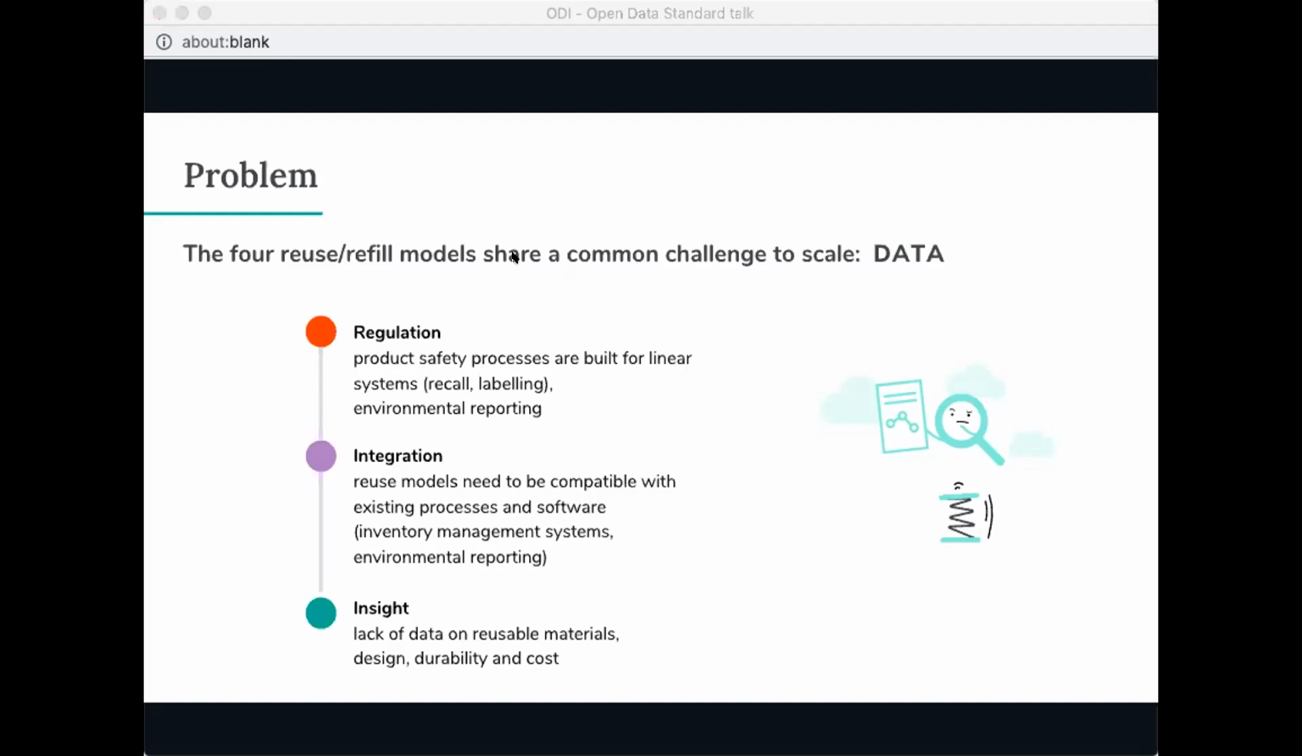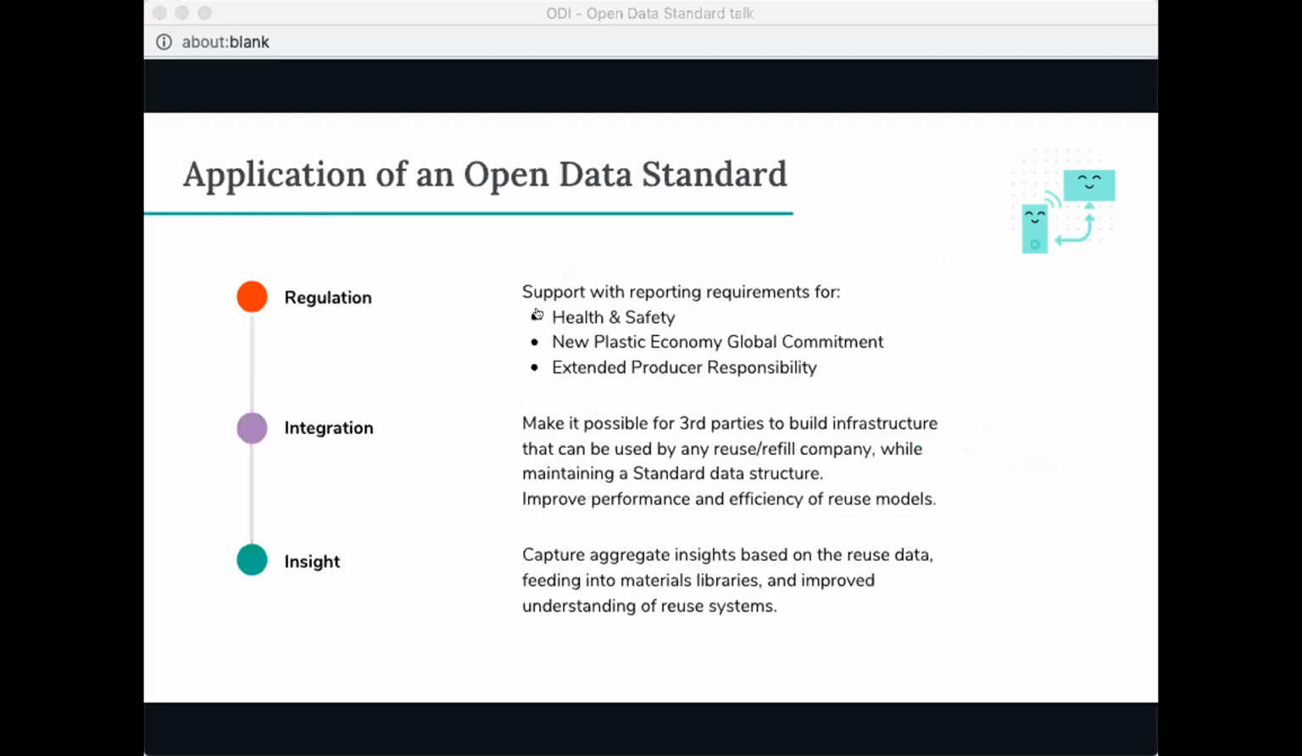So to remind you of the 3 challenges that we'd identified when we spoke to the businesses originally, they were around regulation, so health and safety, also environmental compliance; integration with existing business systems; and then lastly, the insights that are needed to plan or optimize a system of reuse. And this is really where we mapped the application of an open data standard directly and realized there was a huge potential here.